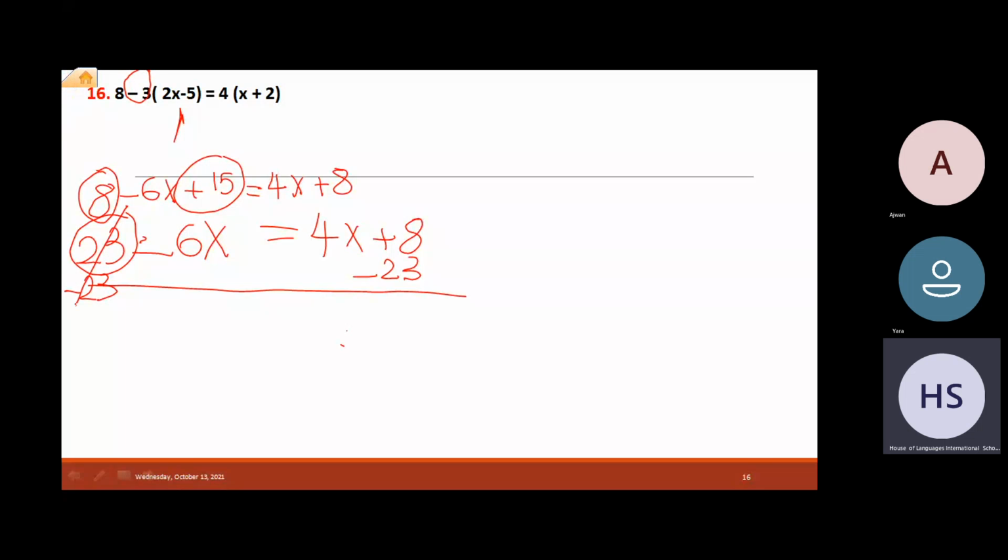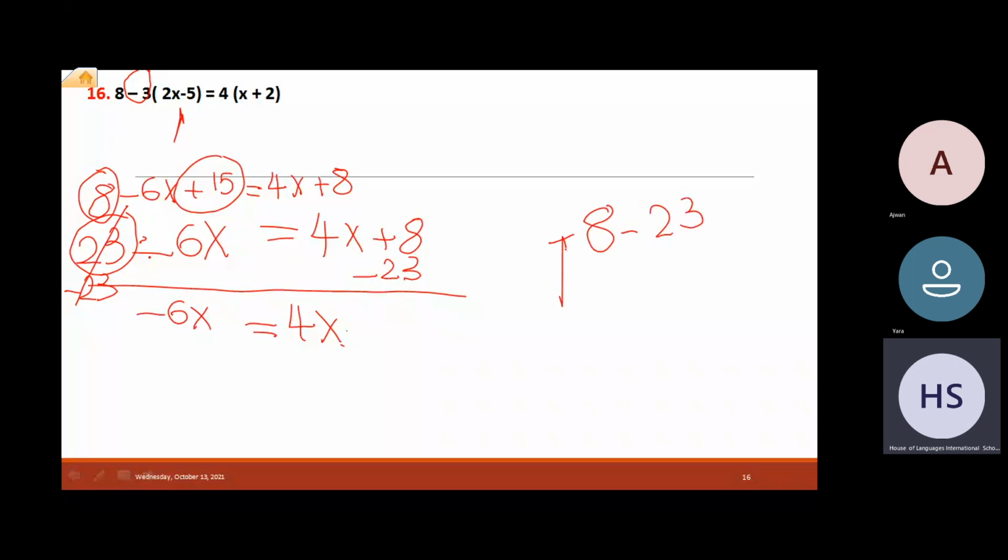Then here, what do we have? Negative 6x. Keep it. 4x, they're the same. Positive 8 and negative 23. Do I multiply them? No. Positive 8 minus 23.